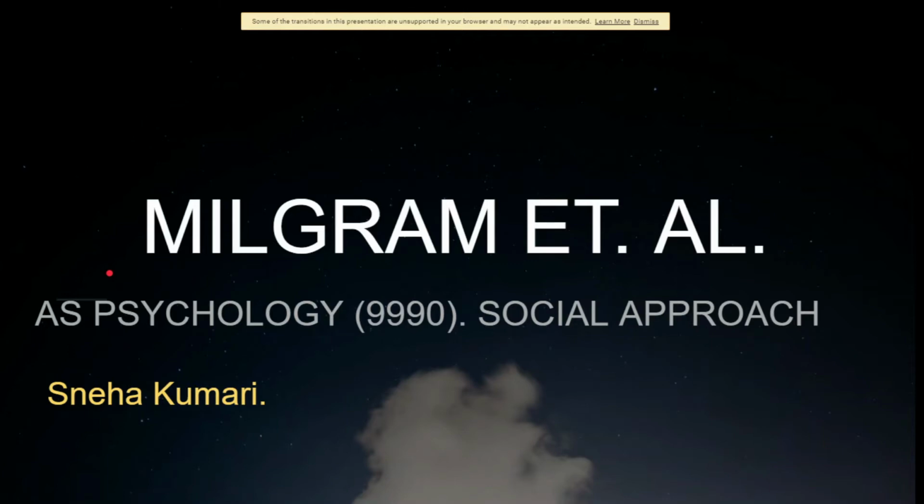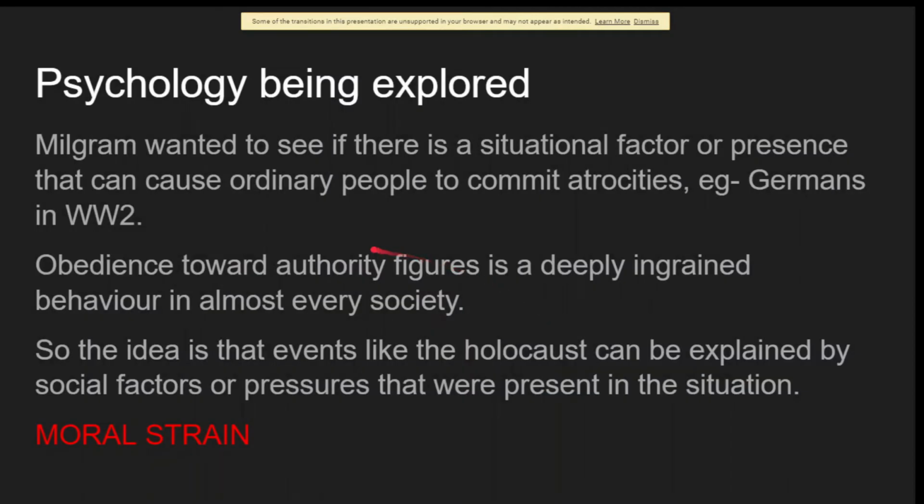Today we will be covering the Milgram study, which is part of the social approach in the AS psychology syllabus. This study is typically meant to explore the individual and the situational factors of what causes behaviors. Milgram wanted to see whether atrocities like the World War II Holocaust caused by Germans could be explained by situational factors instead of individual ones, which means that we could place the blame on the social pressures or on the authority rather than the individual people.